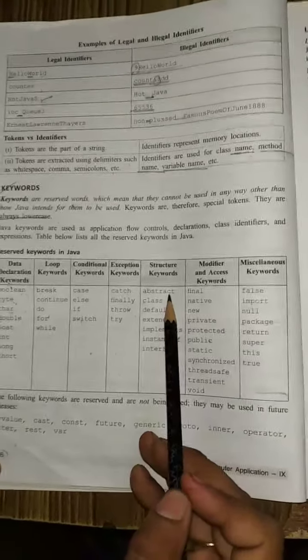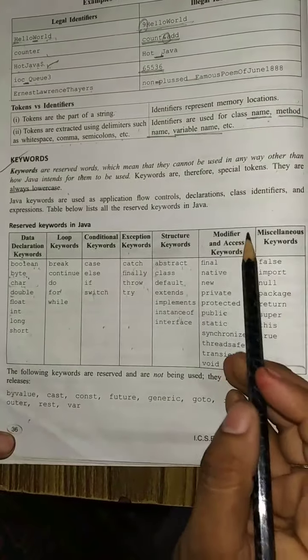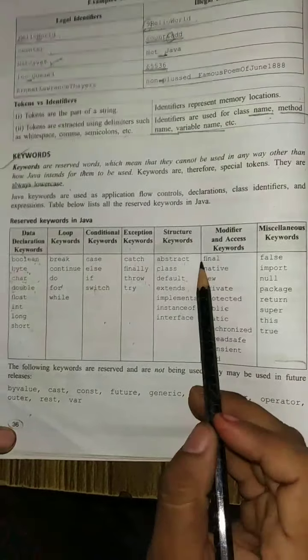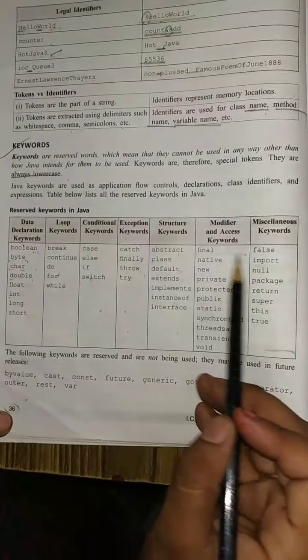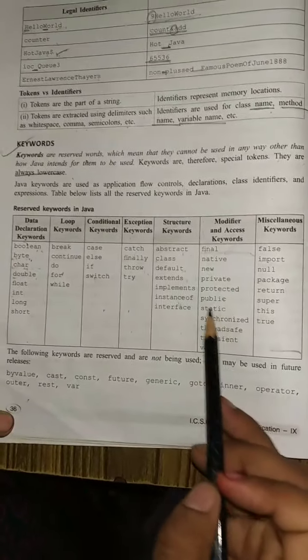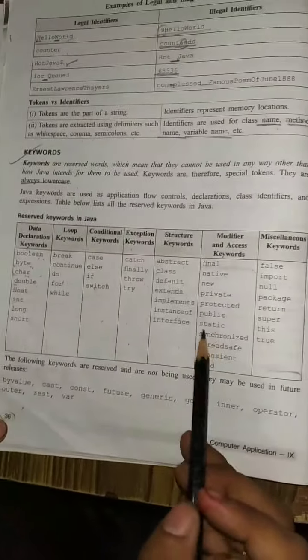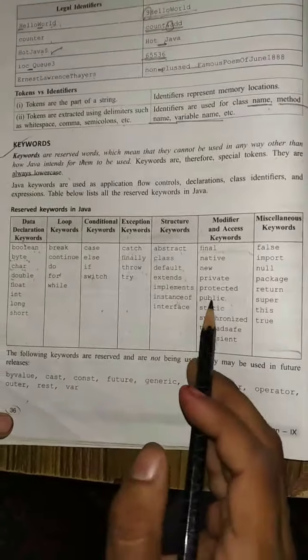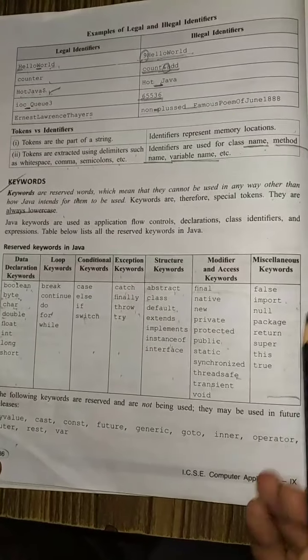For declaring an abstract class, we use the abstract keyword. Then modifier and access control keywords: if you want to declare a variable as final, you use the final keyword. Public is an access modifier. Also static, protected, private, public. These are some keywords we will discuss in the next chapter when required during programming. Miscellaneous keywords include import, to import a package, etc.